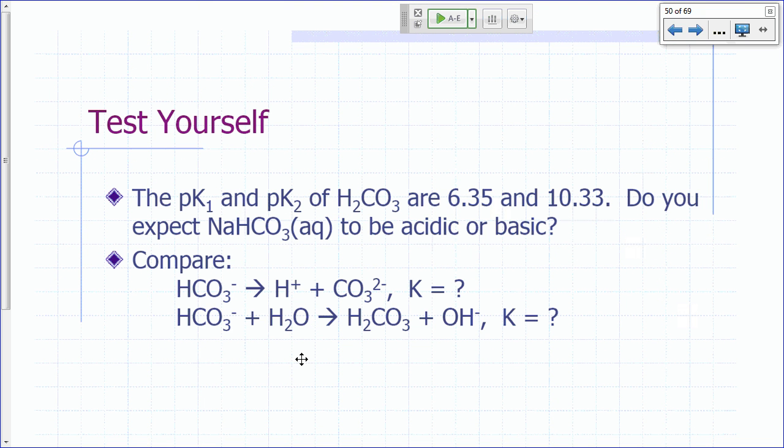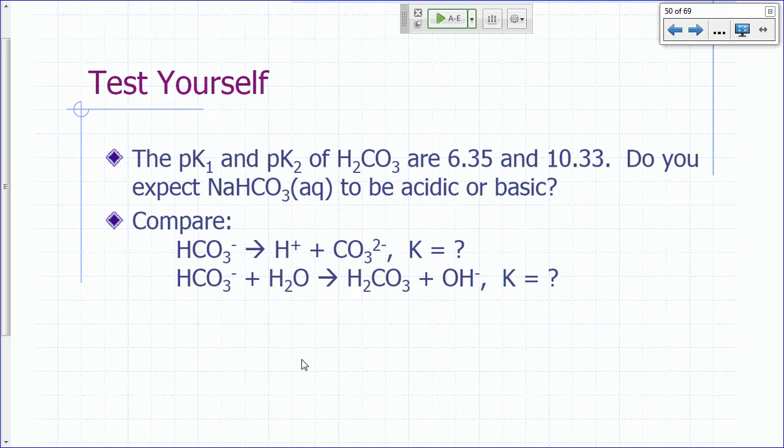Now, pK1 and pK2 of carbonic acid are 6.35 and 10.33. Do you expect sodium bicarbonate to be acidic or basic? First of all, sodium's not going to hydrolyze, okay? So you can ignore the effect of sodium, group 1A. It's not going to make your solution acidic. But bicarbonate can make your solution acidic or basic based on these 2 reactions. The question is, which one?